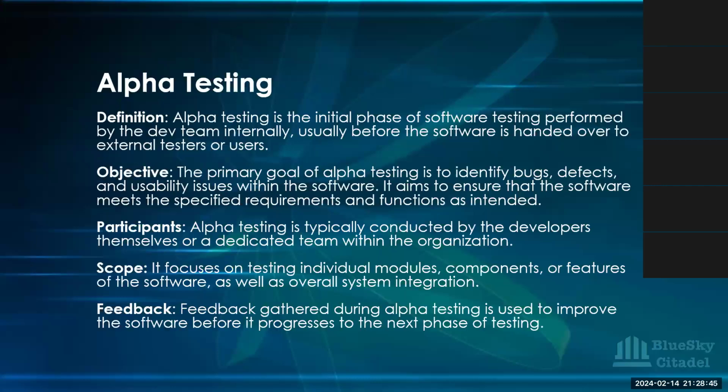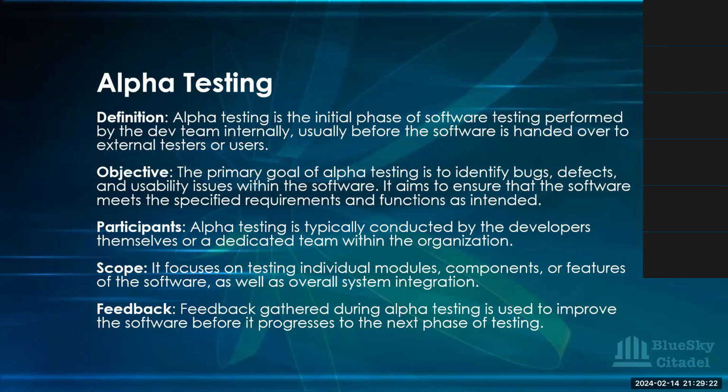The definition of alpha testing is the initial phase of software testing performed by the dev team internally, usually before the software is handed over to external testers or users. The primary goal of alpha testing is to identify bugs, defects, and usability issues within the software. It aims to ensure that the software meets specified requirements and functions as intended.